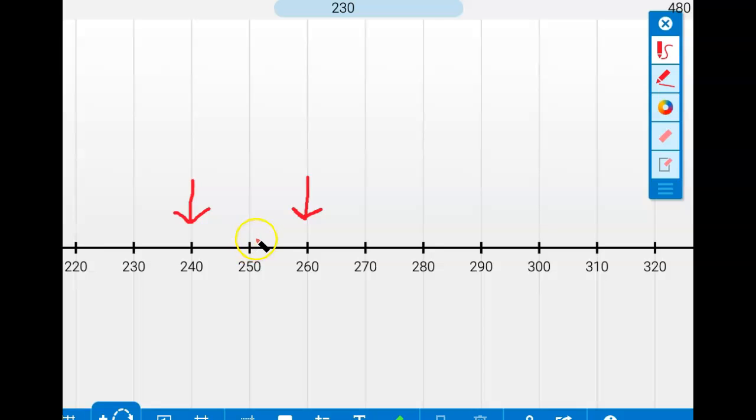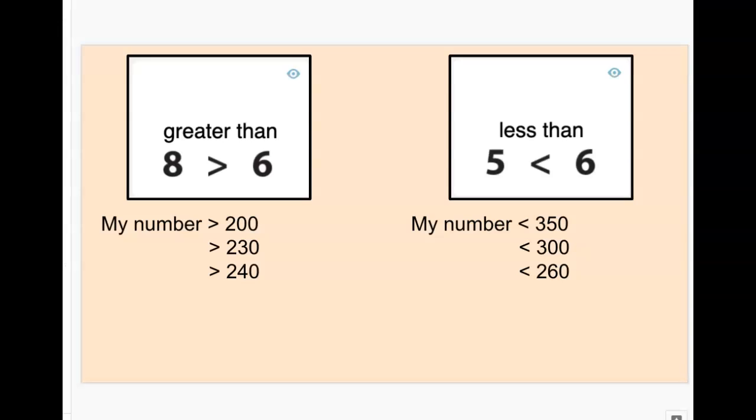Yes, you do. If you guessed my number is 250, give yourself a little pat on the back. Good work. We used our clues and our greater than and less than symbols to figure out my number.